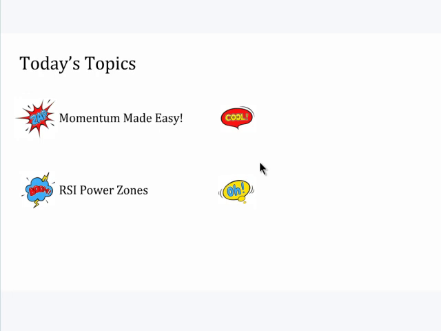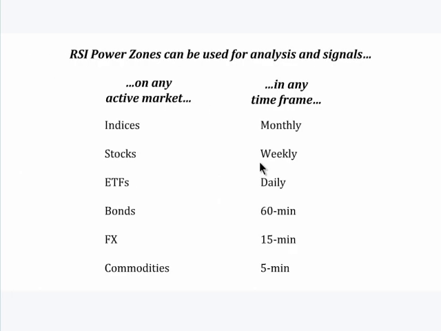So I'm going to let you peek behind the scenes of my trading and show you how momentum moves through the markets using my special Jedi indicator. Now, this indicator is called RSI Power Zones, and you can use it on any market in any time frame.